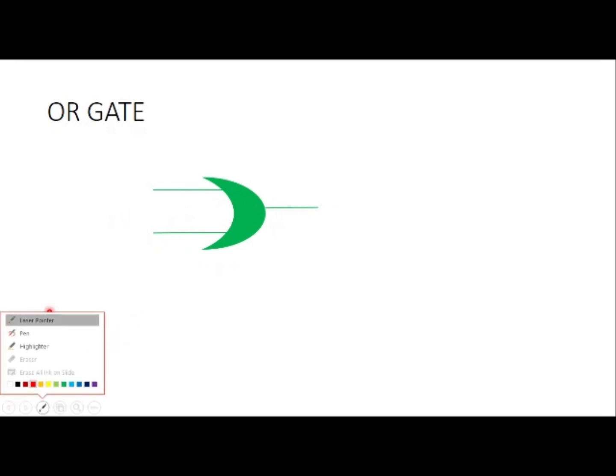Now let's learn about the OR gate. First let's see how to draw the OR gate. This is the shape of the OR gate, like a moon shape, and the 2 inputs. These are the 2 inputs. This will be the output. So these are the 2 inputs and this will be the output. Here also we have 2 inputs and 1 output. We will name the inputs as A, B and the output as F.